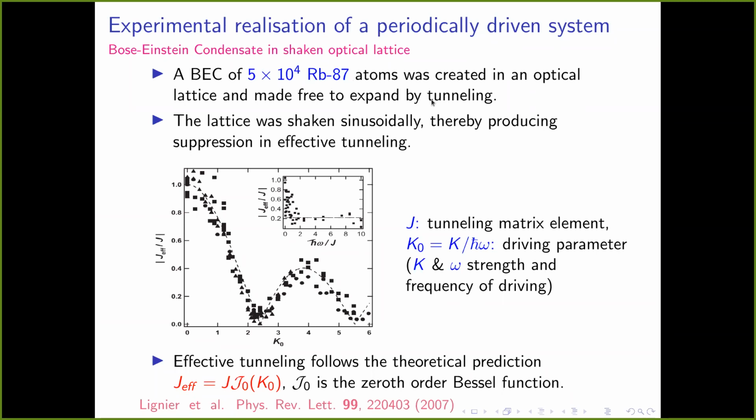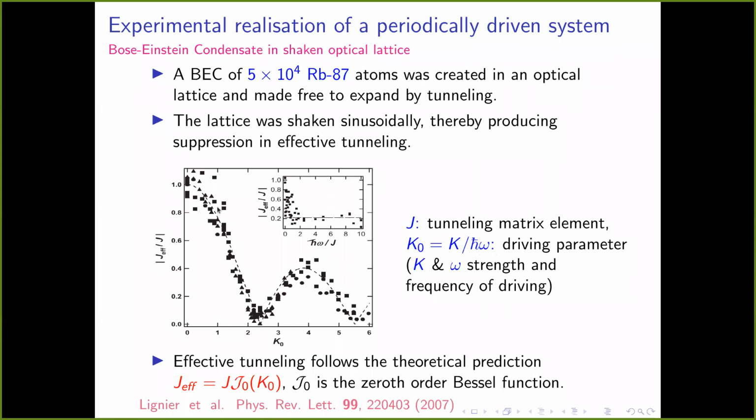The tunneling can be understood mathematically by the hopping that I was talking about. So it's just hopping. Now this lattice was shaken sinusoidally, and this mimics a periodically driven quantum system. Then what they found was that the effective tunneling amplitude J effective followed this curve. The dotted line is what we can find analytically, because J effective is J times the Bessel function of K0, where K0 is defined as the driving parameter.